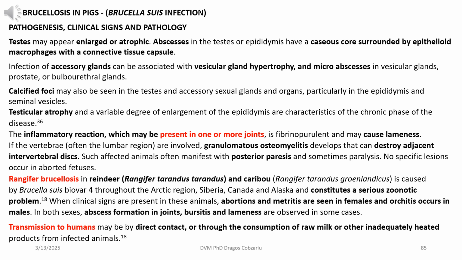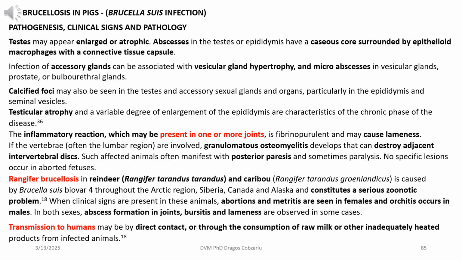Rangifer brucellosis in reindeer and caribou is caused by Brucella suis biovar 4 throughout the Arctic region, Siberia, Canada and Alaska, and constitutes a serious zoonotic problem. When clinical signs are present in these animals, abortions and metritis are seen in females and orchitis occurs in males. In both sexes, abscess formation in joints, bursitis and lameness are observed in some cases. Transmission to humans may be by direct contact, or through the consumption of raw milk or other inadequately heated products from infected animals.